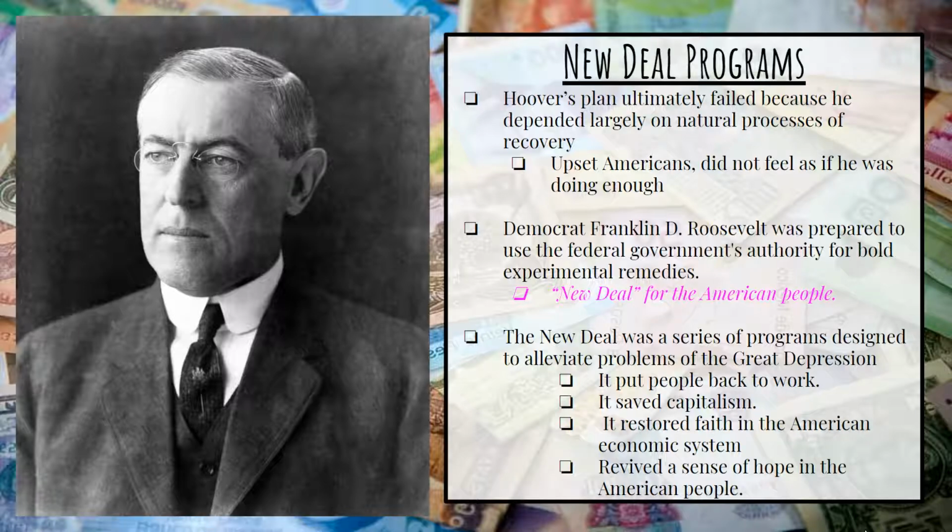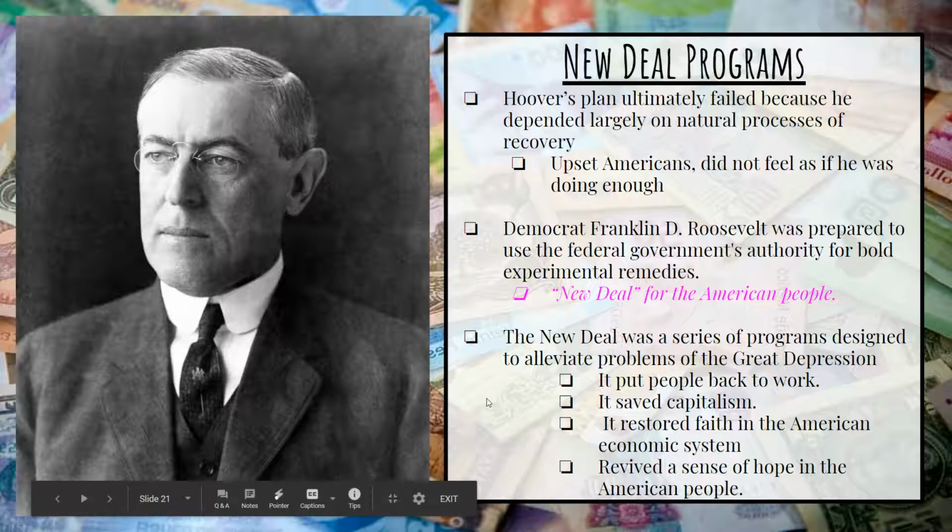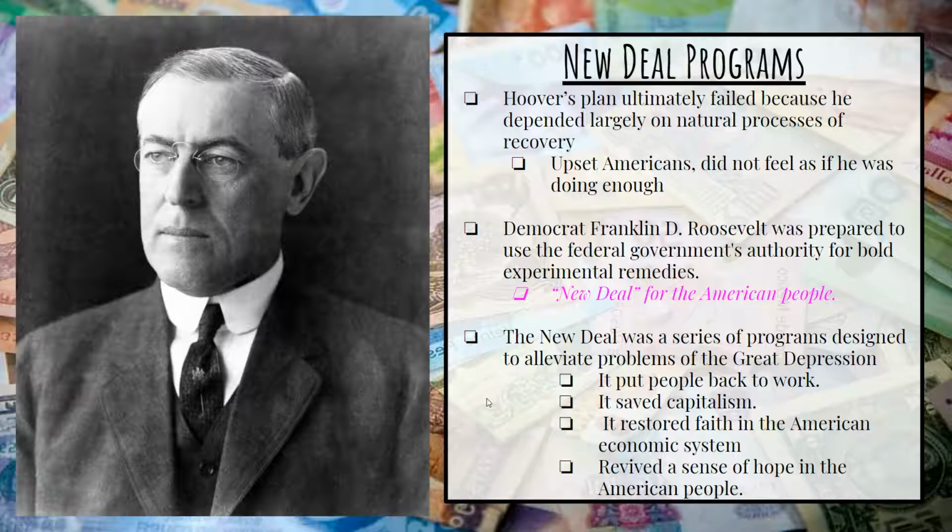We are going to use federal government authority for bold experimental remedies, meaning we're going to pump a bunch of money into creating programs to help the economy, to help the people right away. And if you're an American and you have nothing, and if you are at your all-time low, you've lost your home, you lost your house, you lost your car, you might even have got a divorce because your wife didn't choose to stay with you. So he is going to pass a series of programs, and this is exactly what it did. It put people back to work. It saved capitalism. It restored faith in the American economic system. It revived a sense of hope in the American people.